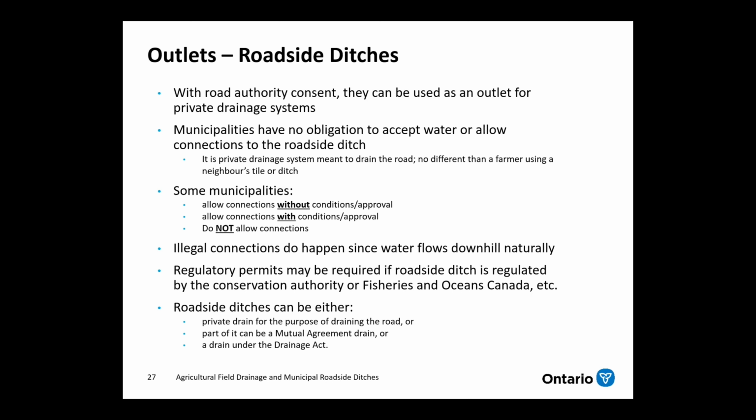So again, roadside ditches can either be a private drain for the purpose of draining the road. They could be part of a mutual agreement drain. We're going to talk about what is a mutual agreement drain in a little bit. Or they can be a drain under the Drainage Act. So there's sort of three different options for a roadside ditch. Recognizing that roadside ditches are not really natural water courses. There could be a natural water course next to a road, but it's not a roadside ditch. Then it's a natural water course.